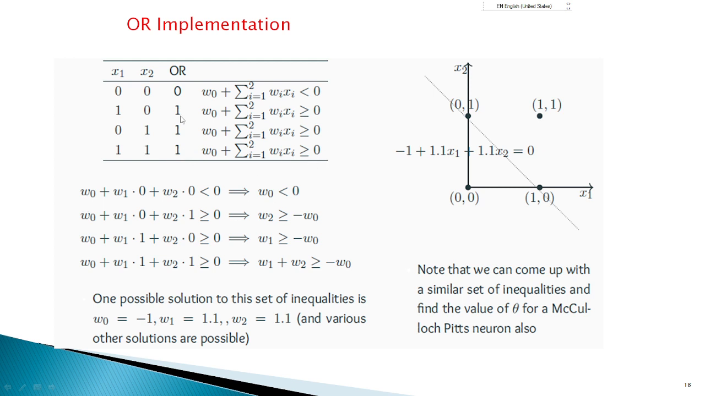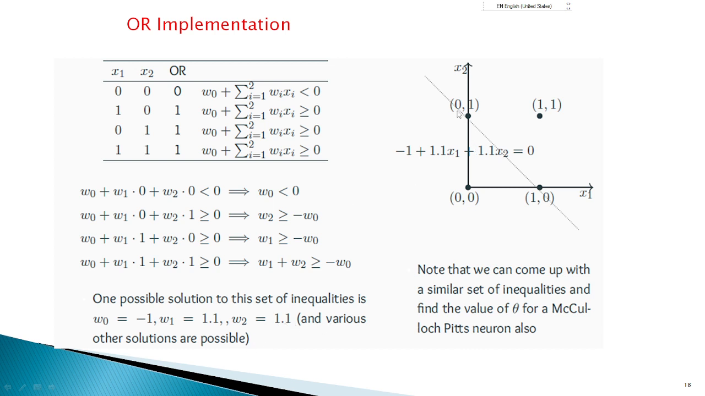Now you substitute x1 and x2. Just expand this. What will I get? I will get w0 less than 0. In the second, I will get w0 plus w2 is greater than or equal to 0, so w2 is greater than or equal to minus w0. w1 is greater than or equal to minus w0. w1 plus w2 is greater than or equal to minus w0. So there are many possible solutions. One possible solution for this set of inequalities is w0 is minus 1, w1 is 1.1, w2 is 1.1, and various other solutions are possible.